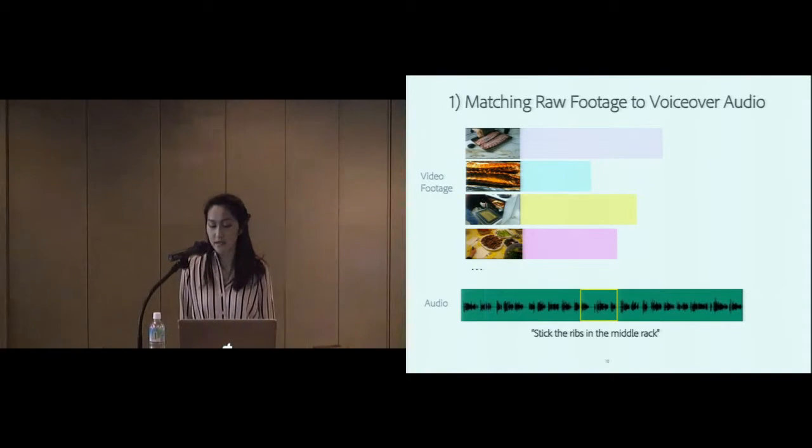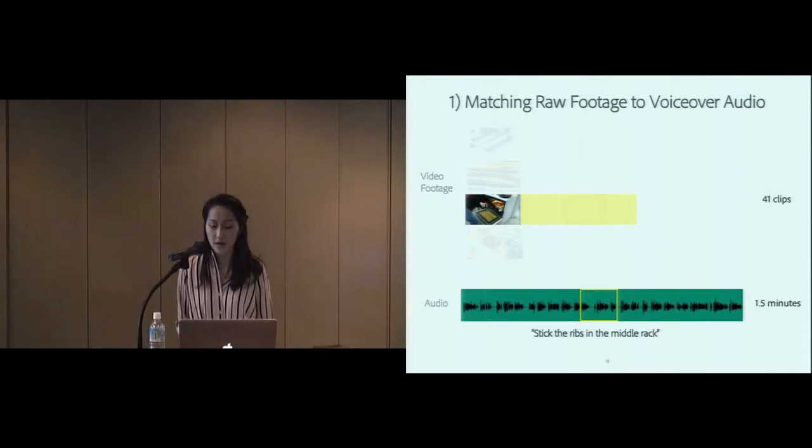All of this footage means that the editor has to do a lot of scrubbing through clips to find relevant footage for a short narration event. In this example, we have 41 total clips for a story that's only 1.5 minutes long. Even within a single clip, the relevant footage is often a small part of the overall footage. For example, let's watch this candidate clip.